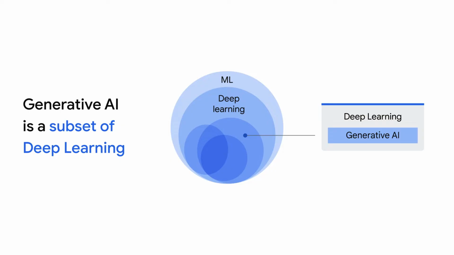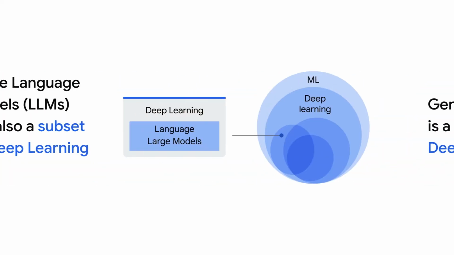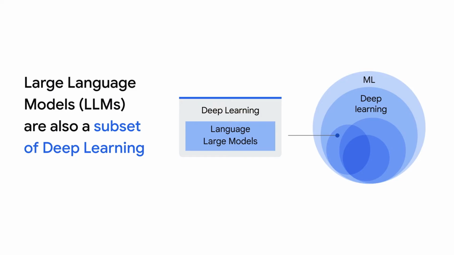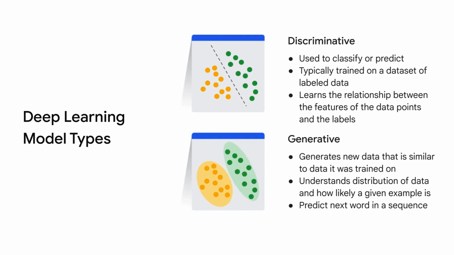Gen AI is a subset of deep learning, which means it uses artificial neural networks and can process both labeled and unlabeled data using supervised, unsupervised, and semi-supervised methods. Large language models are also a subset of deep learning. Deep learning models, or machine learning models in general, can be divided into two types: generative and discriminative.